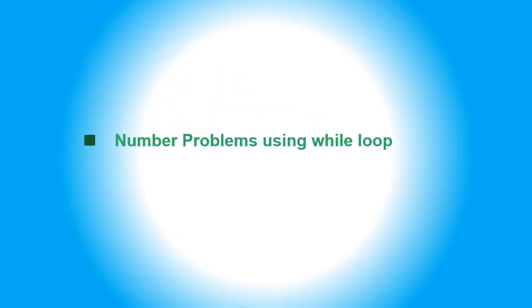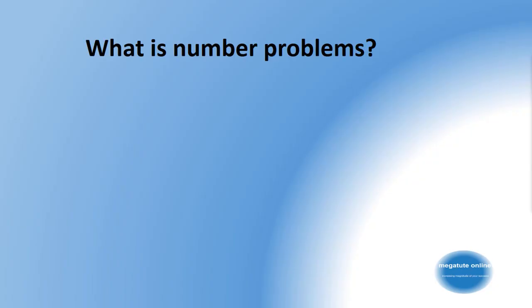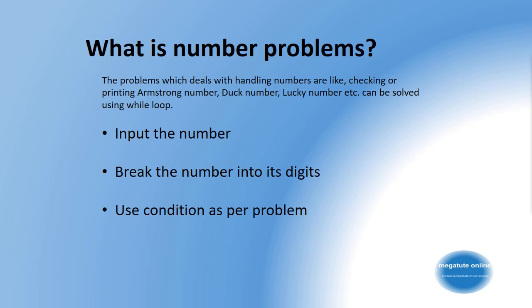Today we'll discuss the use of the while loop in number problems and other examples. So what is a number problem? The problem in which we break a number into digits and then some condition is put on numbers are called number problems. For example, Armstrong number, duck number, lucky number, etc.